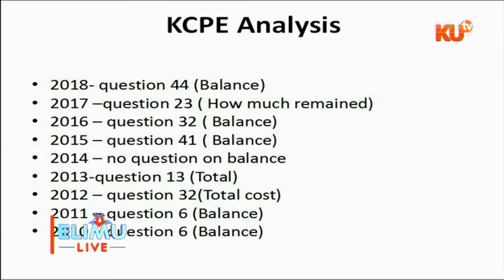Year 2014, there was no question on balance, the same as 2019. They tested only on how to calculate or to get change. 2013, question number 13, they wanted the total cost. That is, we are supposed to calculate, they were supposed to prepare bills and then you give the total cost of whatever was purchased. 2012, the question number 32 was also testing on the total cost.